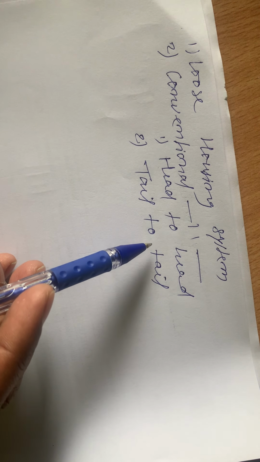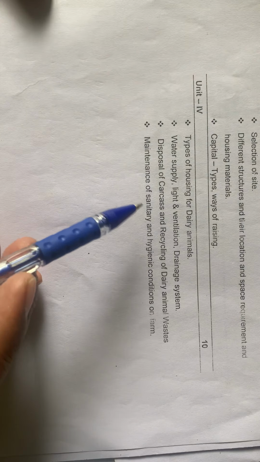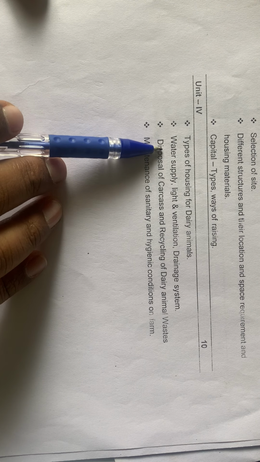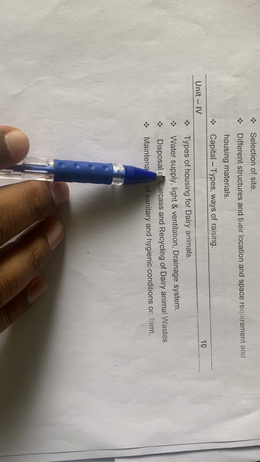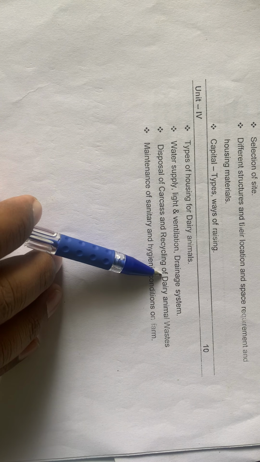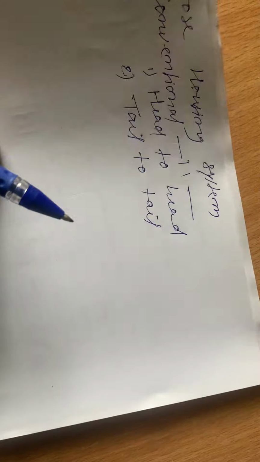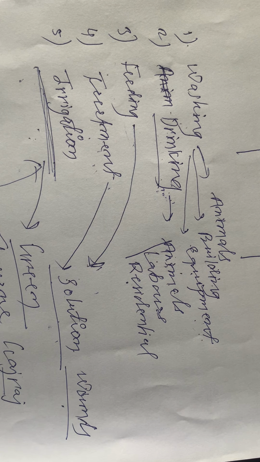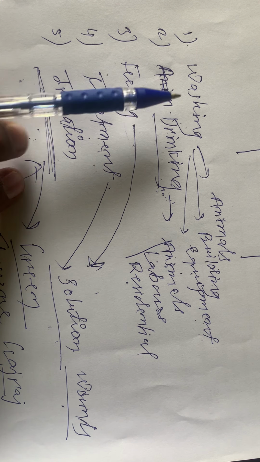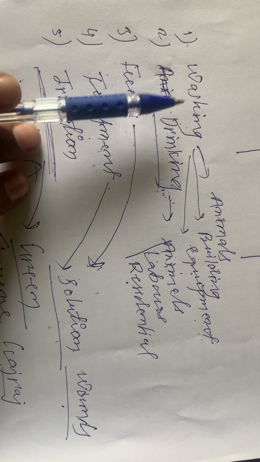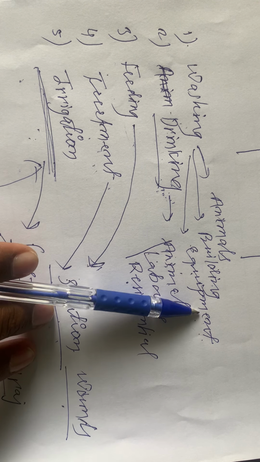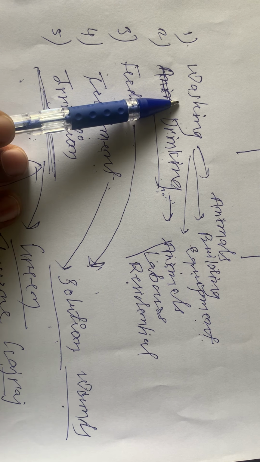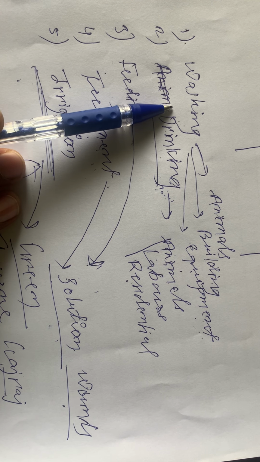Again, in the last lecture we also discussed in detail the water supply on a dairy farm: why the water is required, how the water is supplied on a dairy farm, and for what purposes water is generally required on a dairy farm. Okay. We have discussed for what purposes water is required on a dairy farm.